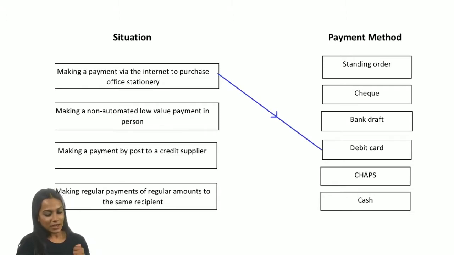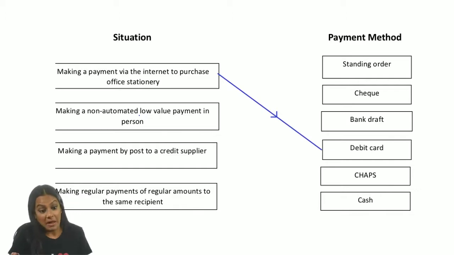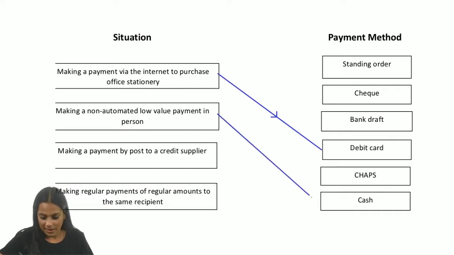Okay, so the next one, making a non-automated low-value payment in person. Okay, so if you're going to be making a payment in person and that's of low value and that's also non-automated, so that's going to be something that you won't do regularly, you are going to be paying cash, I think. Paying cash is the best suitable method that we've got there.